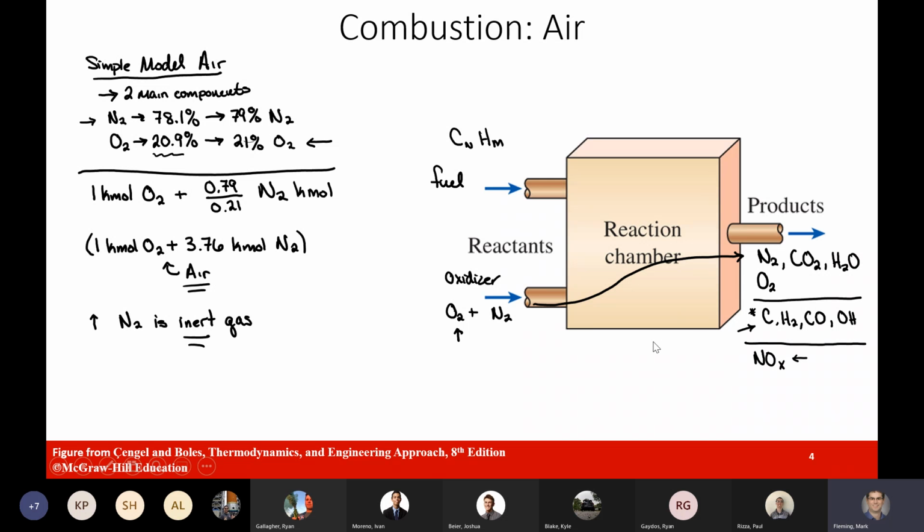Okay, so that is how we're going to set up air. We should note that this is the model that we're going to need, and we're going to develop that a little bit further in the next few slides. Okay, so let's go ahead and move on to the next slide here.